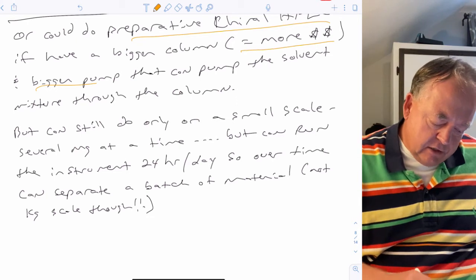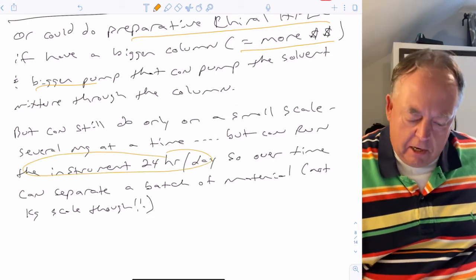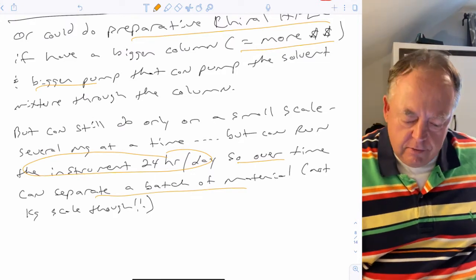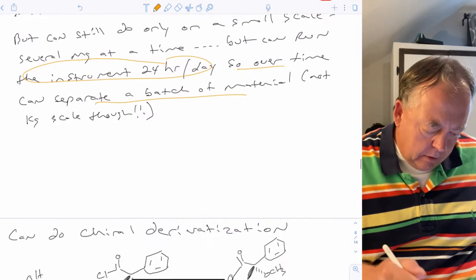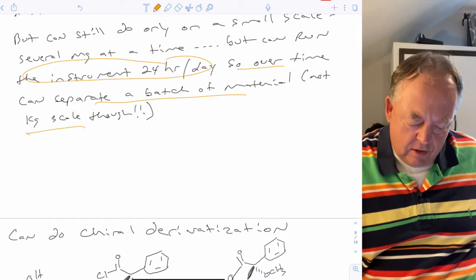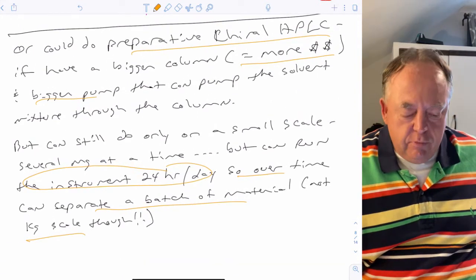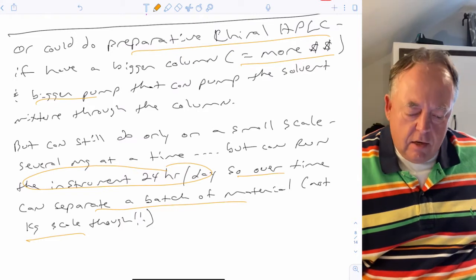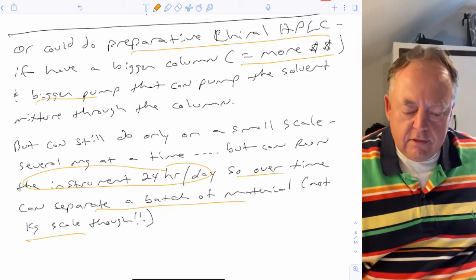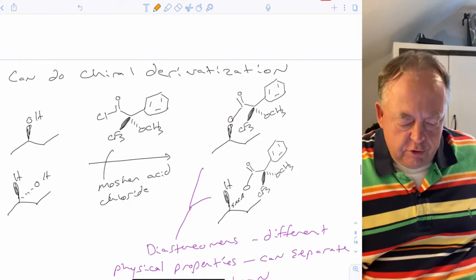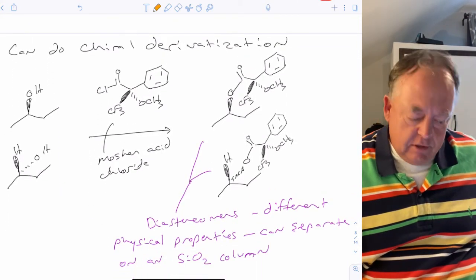But the upside is that you can run the instrument 24 hours a day. So over time, you could separate a batch of material, but probably not on a kilogram scale though. If we're talking about a pharmaceutical company, making molecules on a massive scale, this is not an efficient way to separate chiral molecules. So another thing that you could do is chiral derivatization.